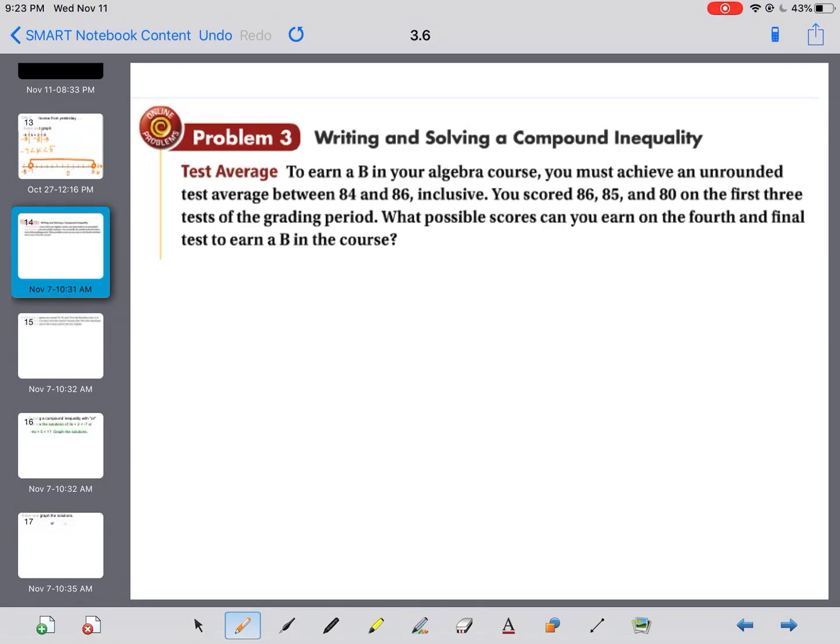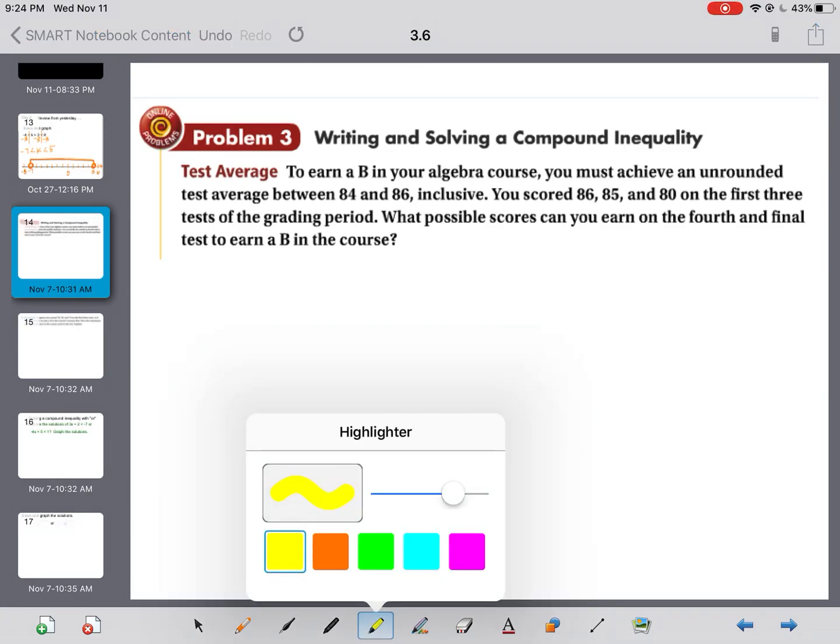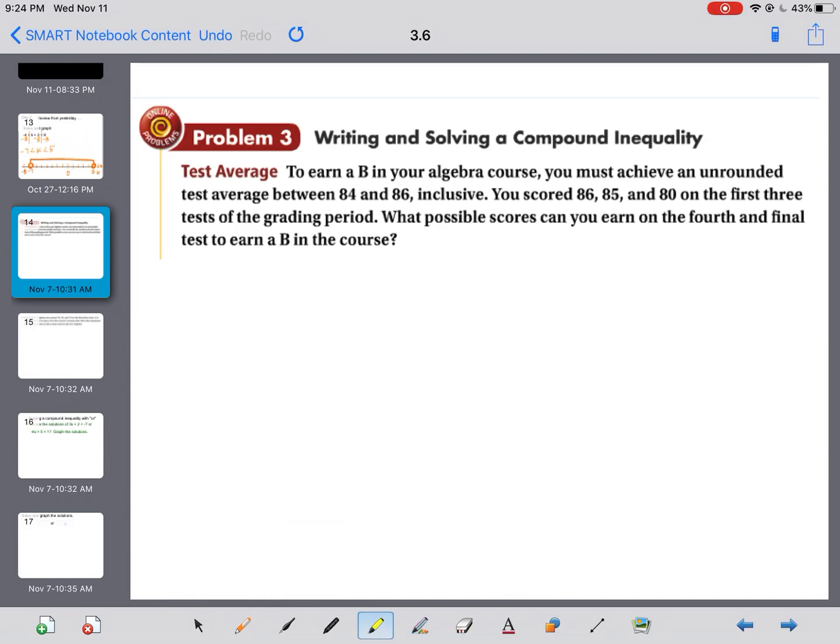All right, hopefully that brings back yesterday's lesson a little bit, because now we're going to do it with word problems. All right, so first, to earn a B in your algebra course, you must achieve an unrounded test average between 84 and 86, inclusive. Okay, so inclusive again means that 84 and 86 would be a possibility. You scored 86, 85, and 80 on the first 3 tests of the grading period. What possible scores can you earn on the 4th and final test to earn a B in the course?